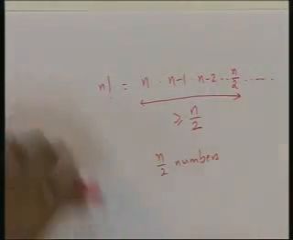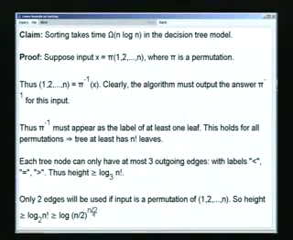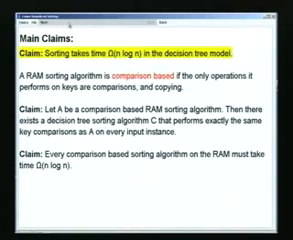So therefore, n factorial is bigger than n over 2 to the power n over 2. So what we now have is that log of n factorial to the base 2 is at least log of n over 2 to the power n over 2. We can simplify this and we get n over 2 log of n over 2, and therefore this is omega of n log n. So what we have done so far is that we have proved this.